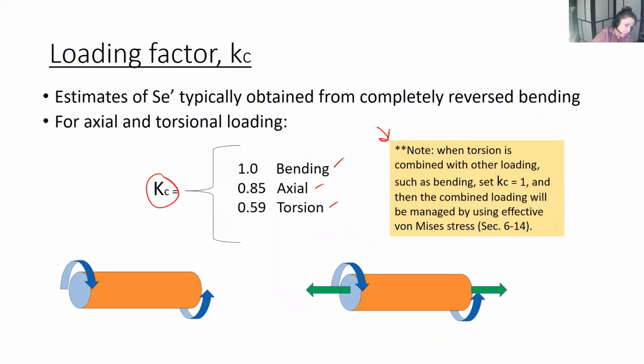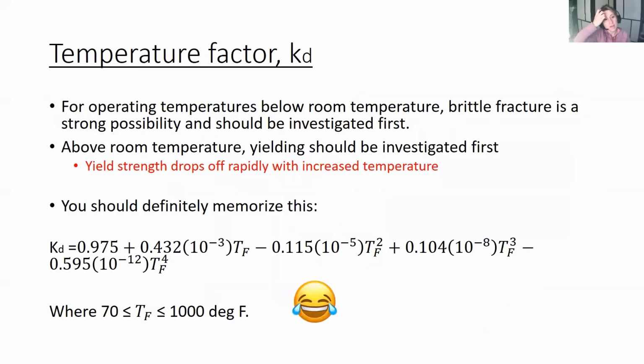Here's a note. When torsion is combined with other loading, such as bending, set KC equal to 1, and then the von Mises analysis that we'll do is going to manage that by combining everything. So unless you have pure axial loading, you're just going to set Kc equal to 1 and then deal with everything through von Mises.